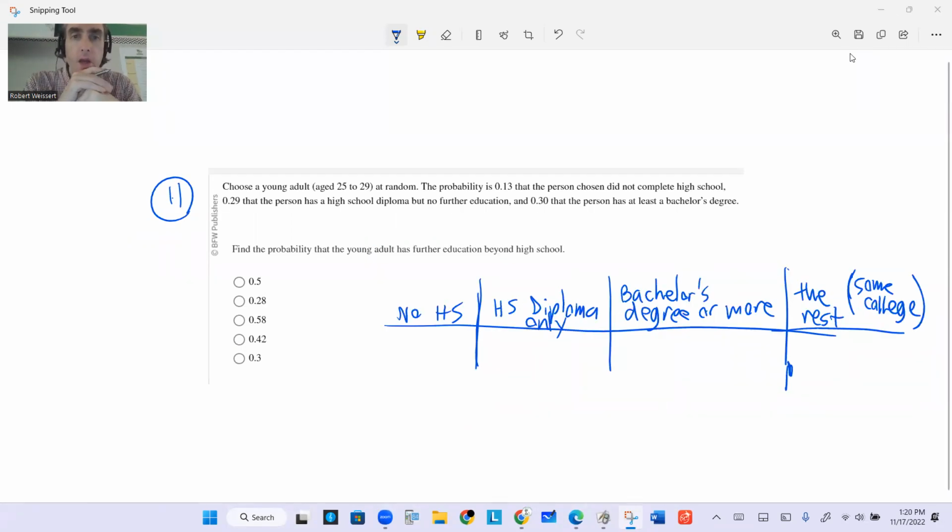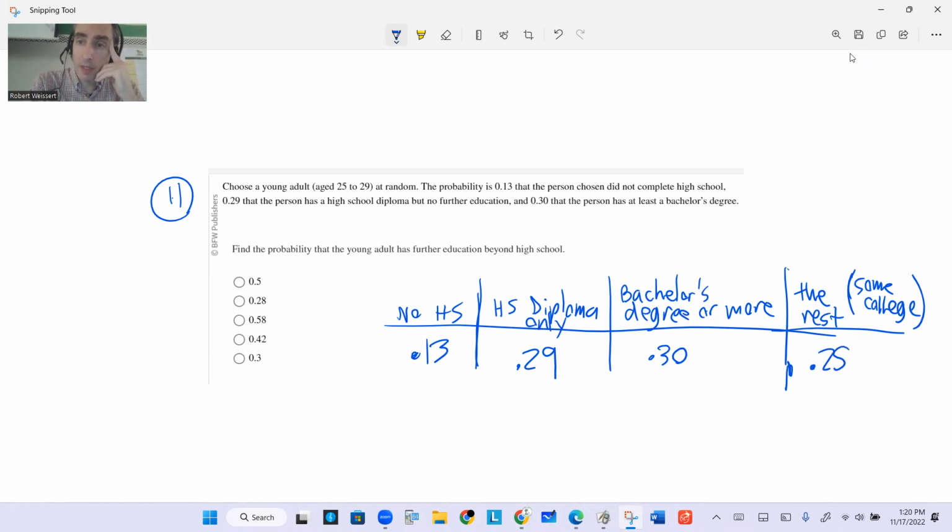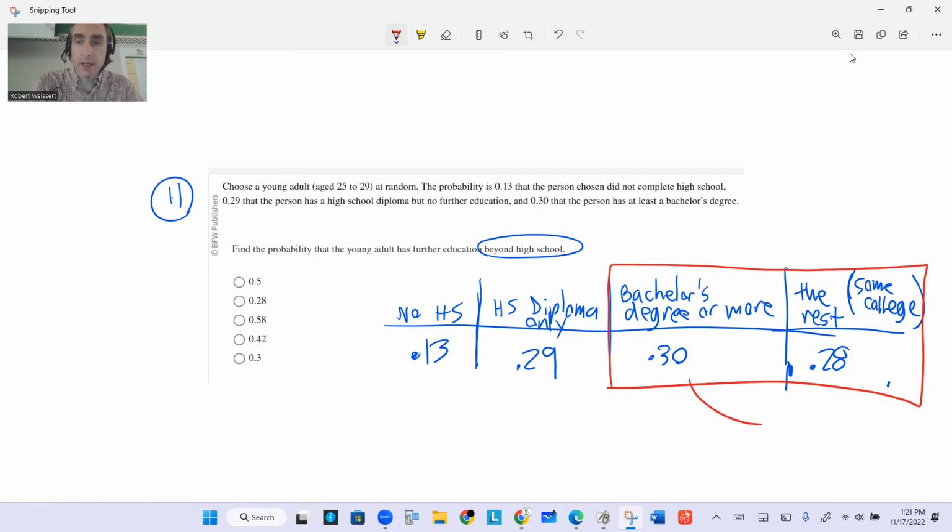All right, for question number 11, it's kind of helpful to look at this table here. The people that did not complete high school is 0.13. Those that got a high school degree is 0.29. Those that got at least the bachelor's degree is 0.30. And then if you remember, I believe this was 28% of the remainder that had maybe a little bit of college, but didn't really get a degree or anything like that. So what we're looking for is the probability a young adult has further education beyond high school. Beyond high school, we're talking about anything with some college attached to it. So we have these two added together, and that's going to give you 0.58. So further education beyond high school is the bachelor's degree or more plus whatever's left over.